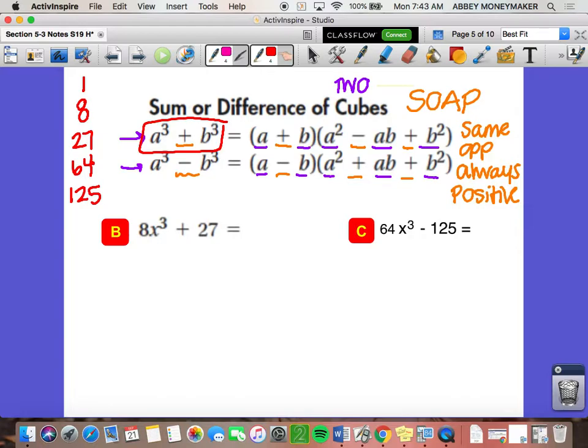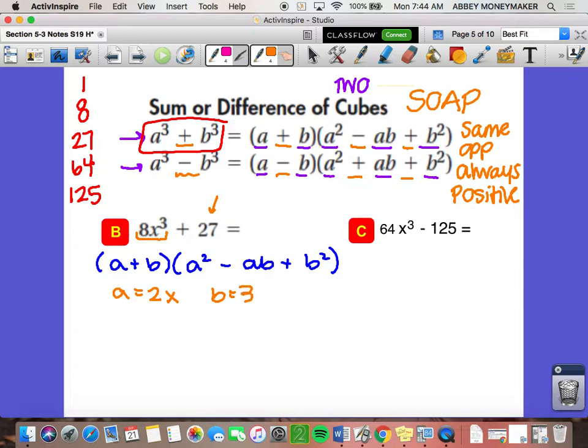So, knowing those perfect cubes, let's take a look at B. We have 8x cubed plus 27. In order to use my formula, I'm going to write a squared, b squared. And then let's use our SOAP to figure out our signs. This would be the same as the original, opposite, and always positive. So my next step is to figure out what my a and b values are. The cube root of 8x cubed would be 2x. The cube root of 8 is 2. The cube root of x cubed is x. For my b value, I would take the cube root of 27, which is 3.